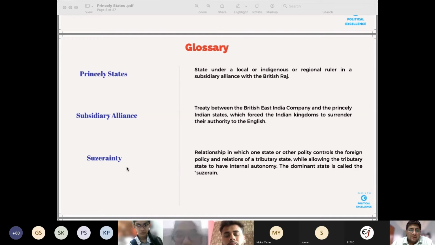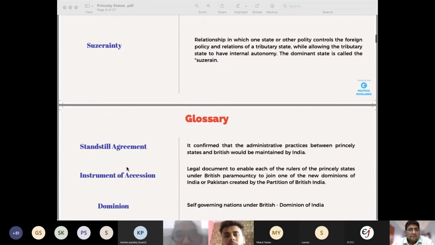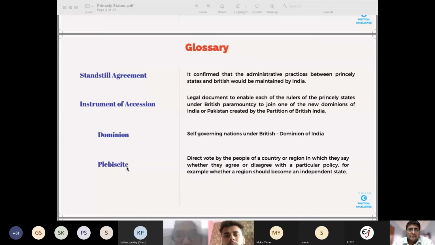Now, suzerainty is another term that you may not be familiar with. It simply means partial control. For example, before becoming a full-fledged state of India in 1972, Sikkim was under the suzerainty of India, meaning under partial control, where Sikkim had some independent power and some power lay with India. Then the standstill agreement. While India was integrating princely states, we used to sign a standstill agreement. This agreement meant that whatever practices these princely states were following, India would follow those practices until the final agreement was signed. So it was like maintaining the status quo.